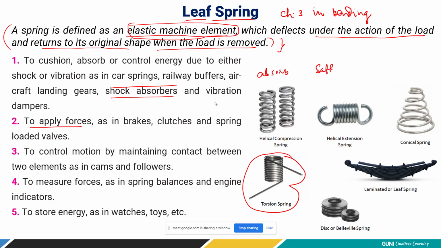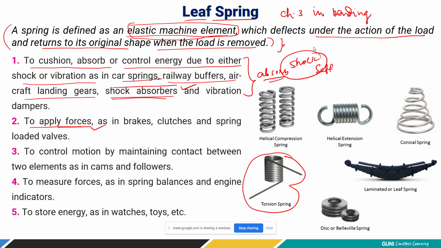So this elastic element known as a spring is used to absorb the shock and apply the force. These are the two basic functions that you see in the industries. So basically, if we summarize the application, it is used to cushion, absorb and control energy due to either shock and vibration in car spring, railway buffers or aircraft landing gears. So this first application is to absorb the shock, right? It reduces the vibrations, because vibration in machine tools is going to give you a rough surface finish during machining. So it is very important to absorb the vibration, and it is only possible by this elastic element called spring.